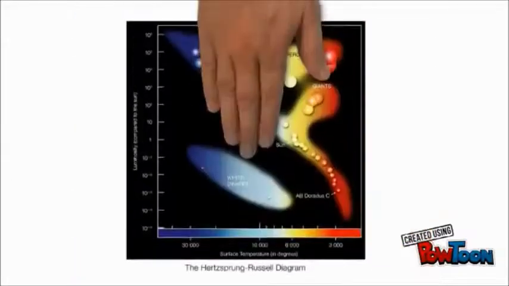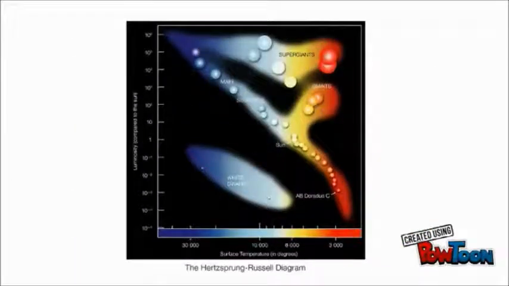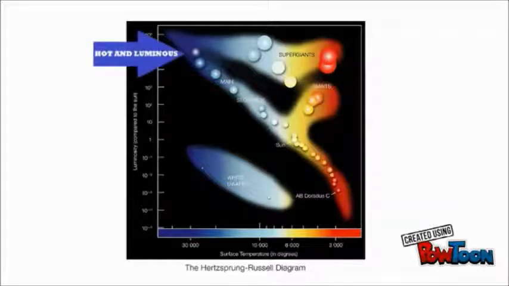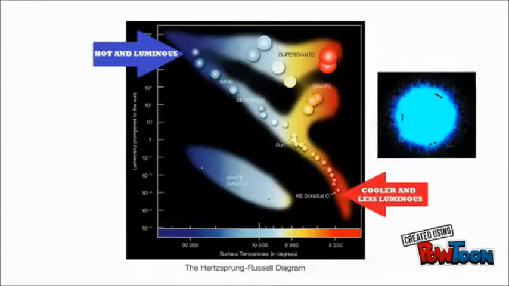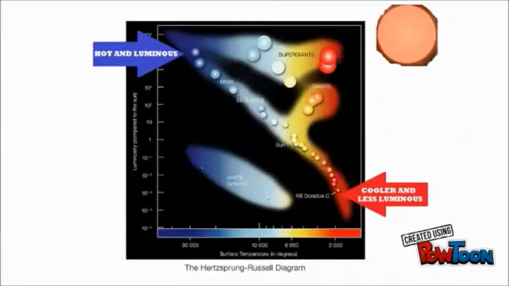A Hertzsprung-Russell diagram plots all stars by their luminosity against their temperature. The diagonal running from the top left corner where the hot luminous giants are to the bottom right corner where the cooler less luminous stars are is the main sequence of stars. Over the main sequence of stars we can find the giants and supergiants, while below the main sequence we find the white dwarf stars.